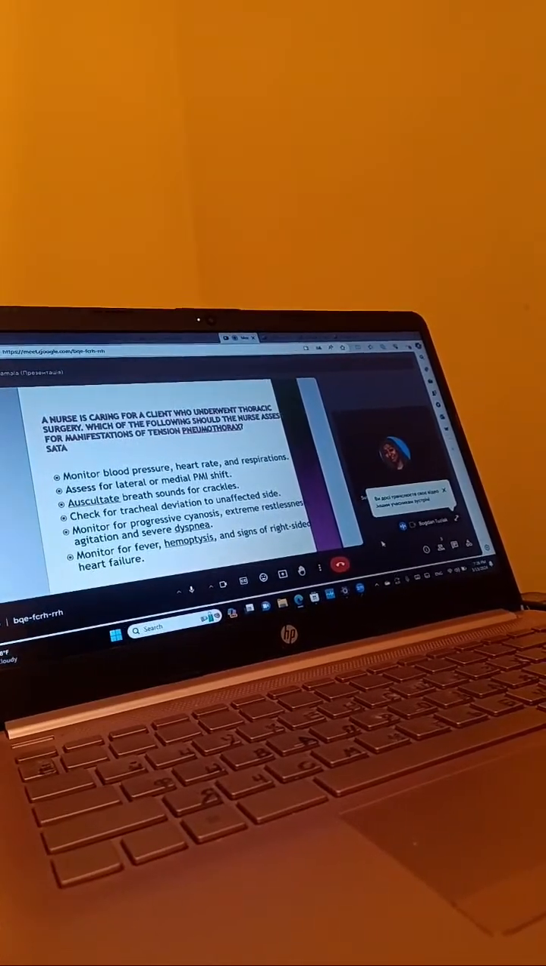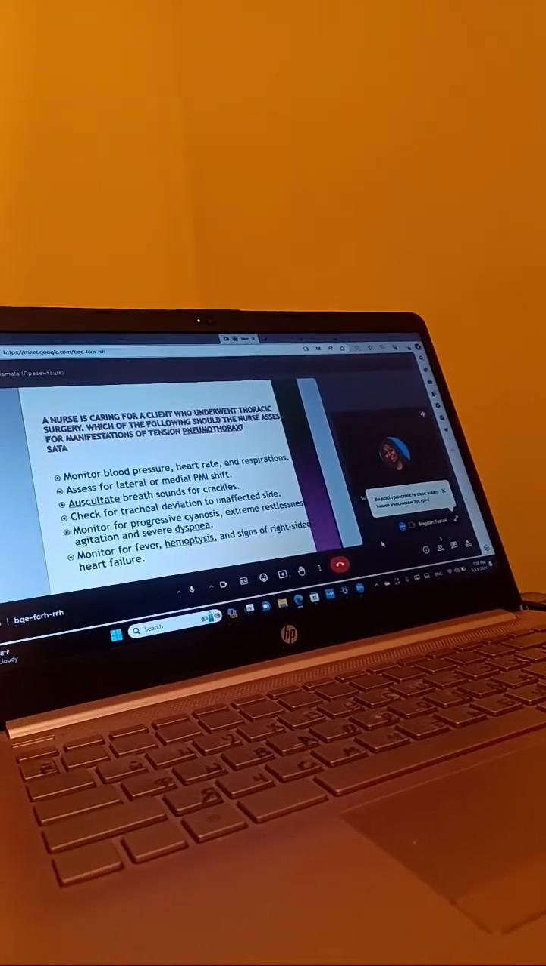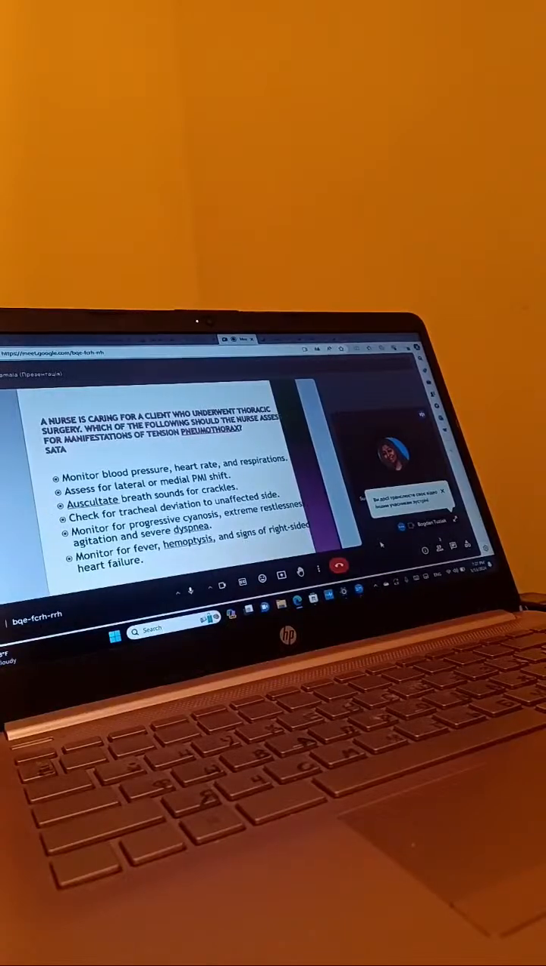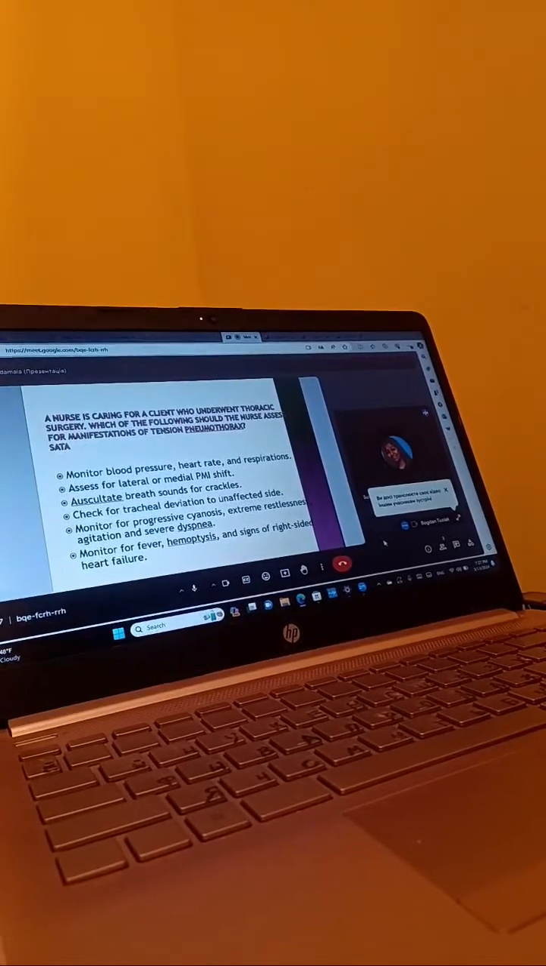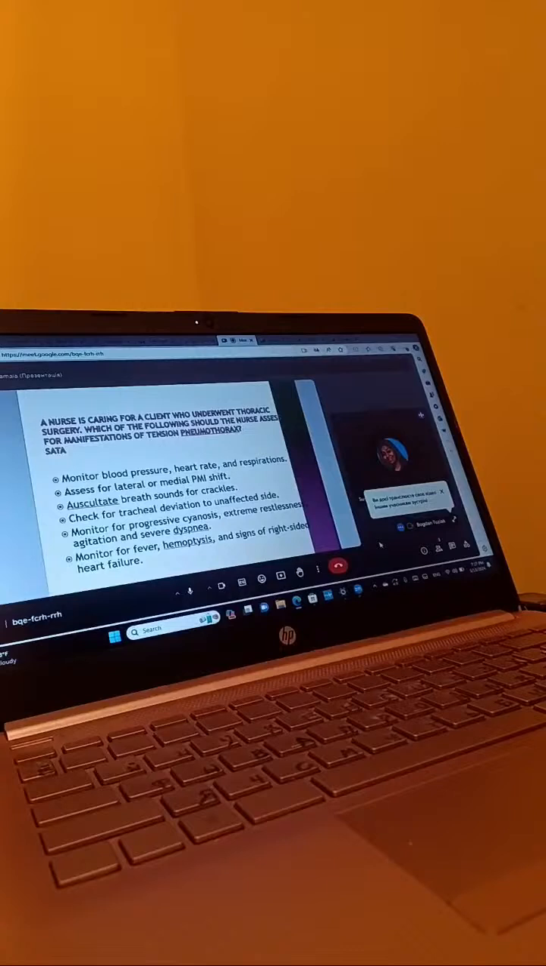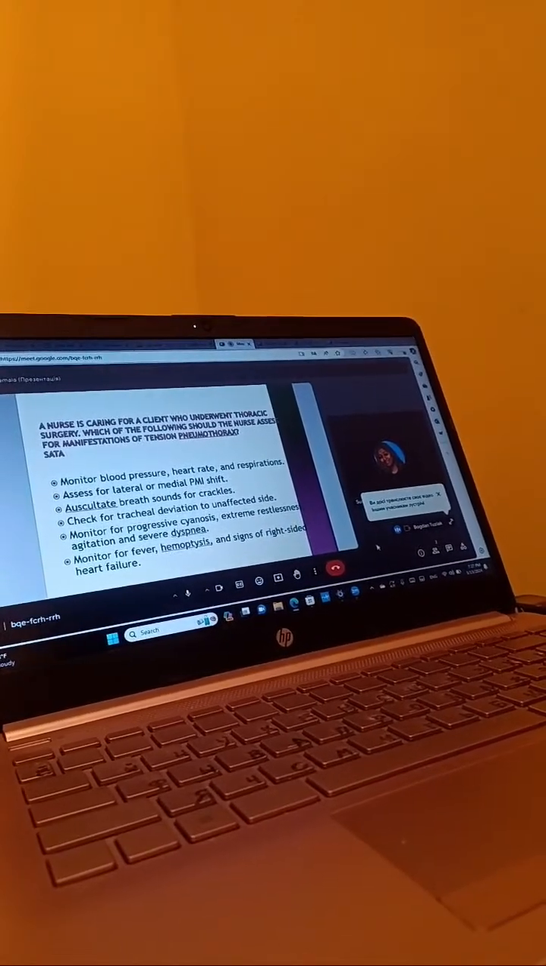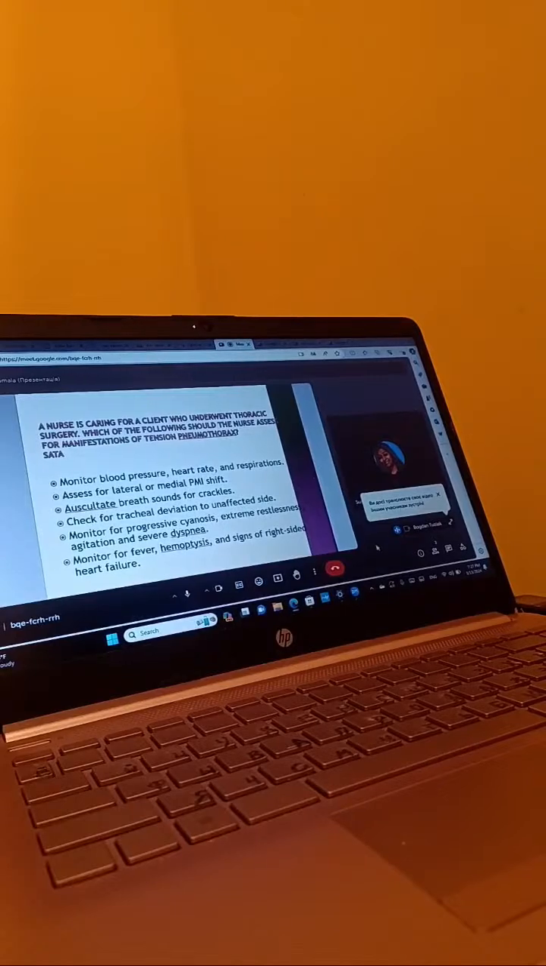Monitor blood pressure, heart rate, and respiration. Yes, because if the blood pressure, the heart rate, and the respiration are getting high, that means the patient is hemodynamically unstable. And when there is any hemodynamic instability, there's something wrong going on. So that is basic: anytime any problem happens with your patient in any situation, the first thing you want to do is check the vital signs.